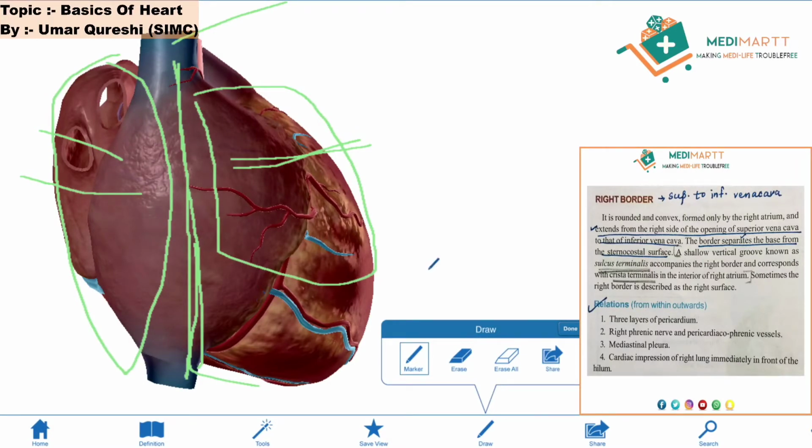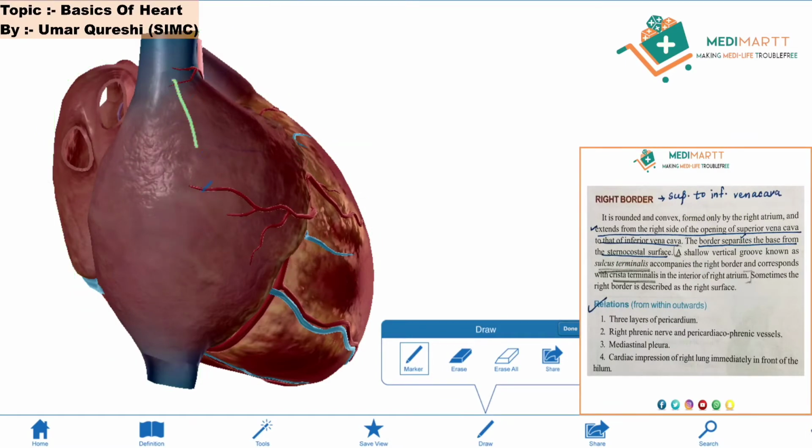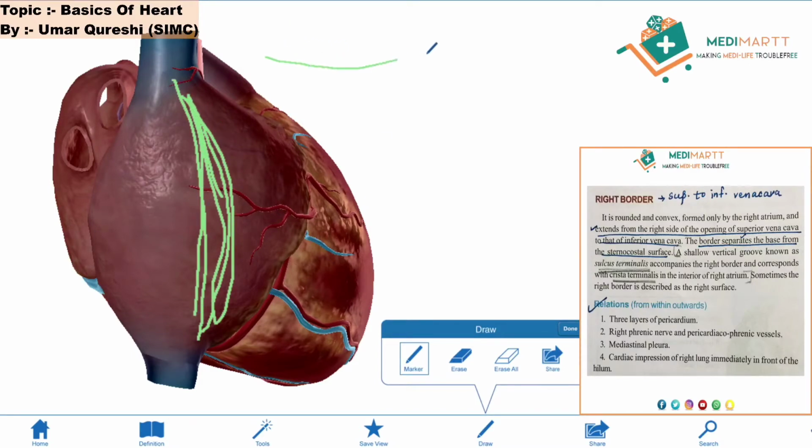Now the next point is a shallow vertical groove. As we all know, this is the right border. A shallow vertical groove known as the sulcus terminalis accompanies the right border. Accompanies means it will be present. A shallow vertical groove will be present. Groove means something like a small space, like something can pass through it. That's what a groove is like.